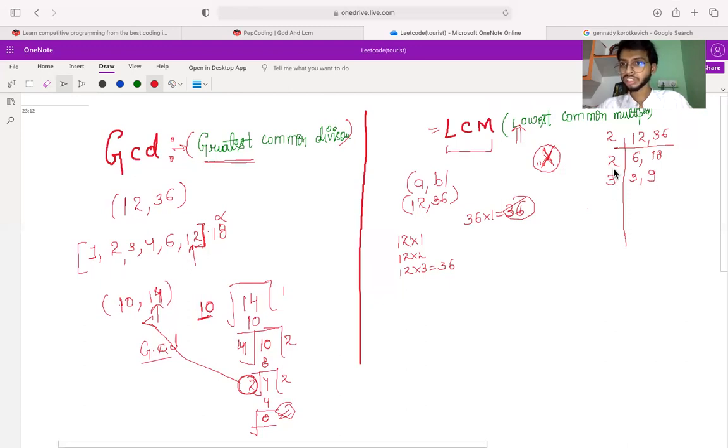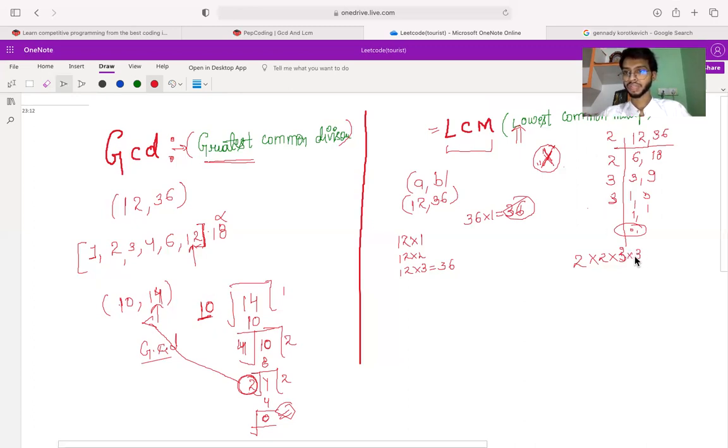Now it is not divisible by 2, so you divide by 3. That becomes 1 and 3, and again you divide by 3, so now it is 1 and 1. If you divide further by 1 it stays the same, so you need not consider this. What will be my LCM for this part? I just multiply all these divisors: 2 into 2 into 3 into 3, which equals 36, because 2 into 2 is 4 and 4 into 9 is 36. So this is your LCM.